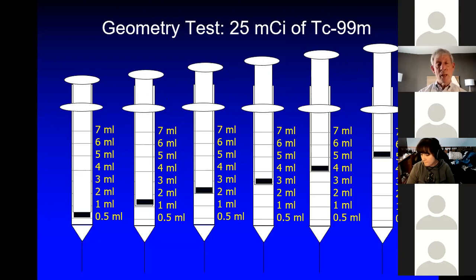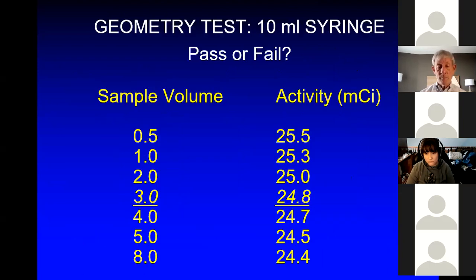Now, what do we expect the reading to do? Go up or down? I would expect it to go down, because the more liquid you have there, the more it's going to attenuate the photons from technetium, and it's going to slightly lower the reading. It just can't lower it by even 10%. So let's take a look at a test and see if you think this is a pass or a fail.